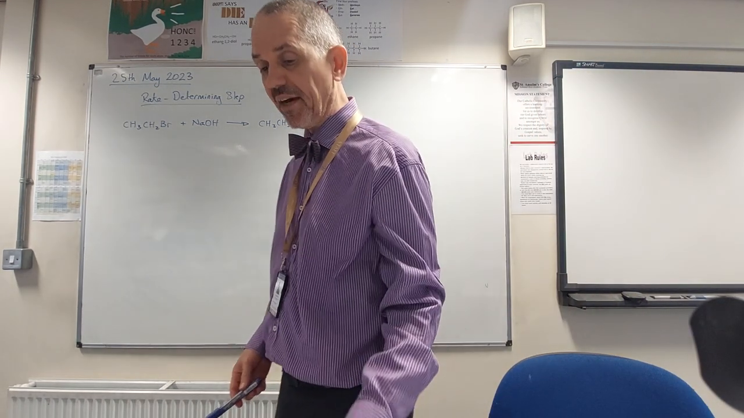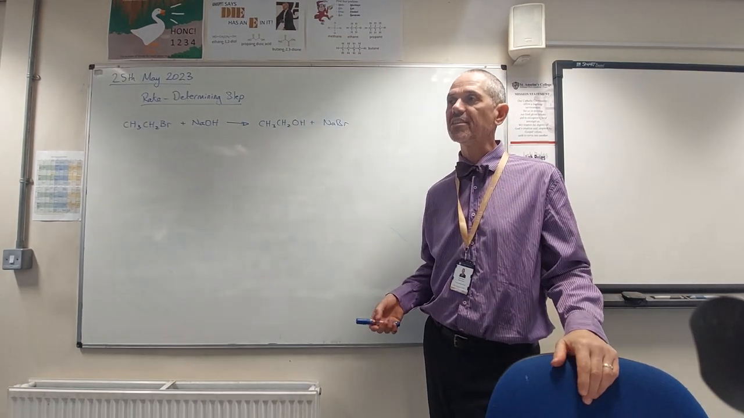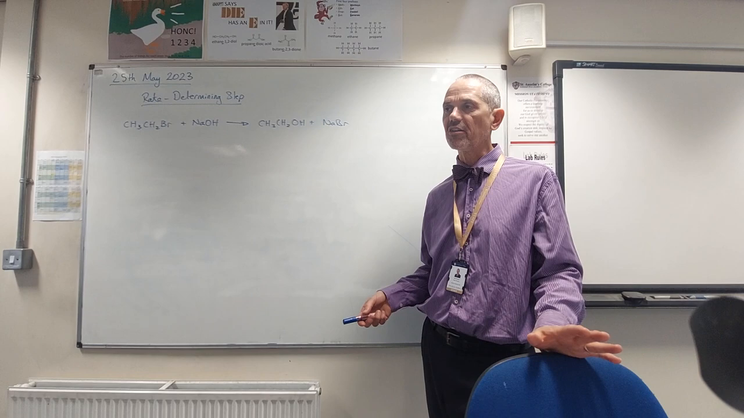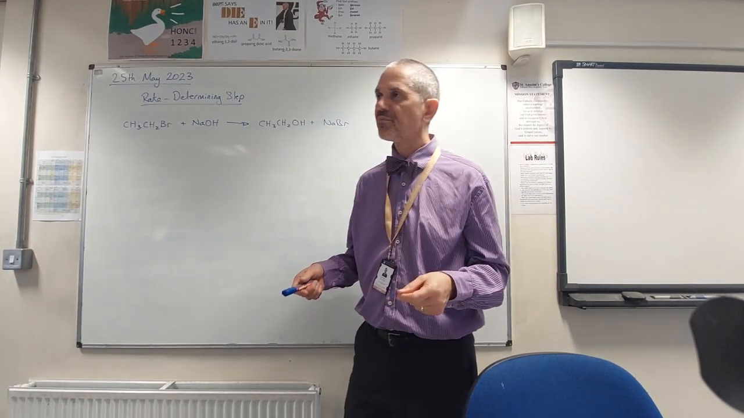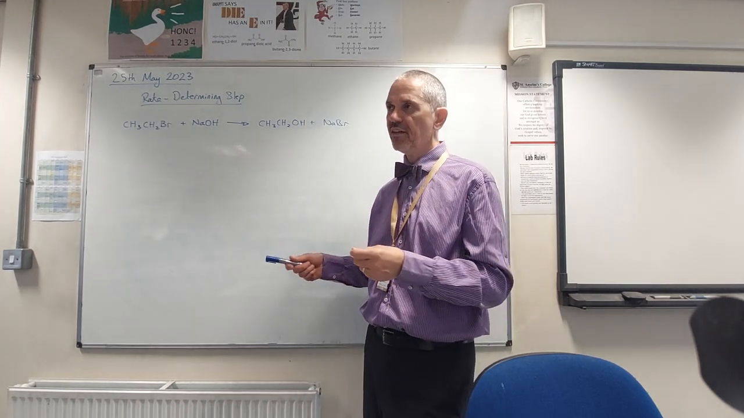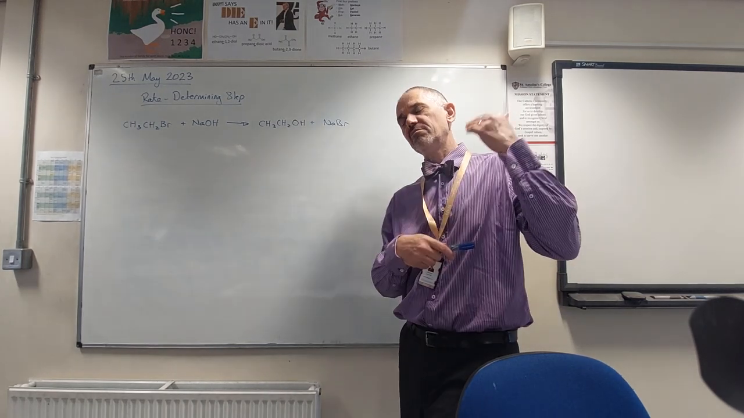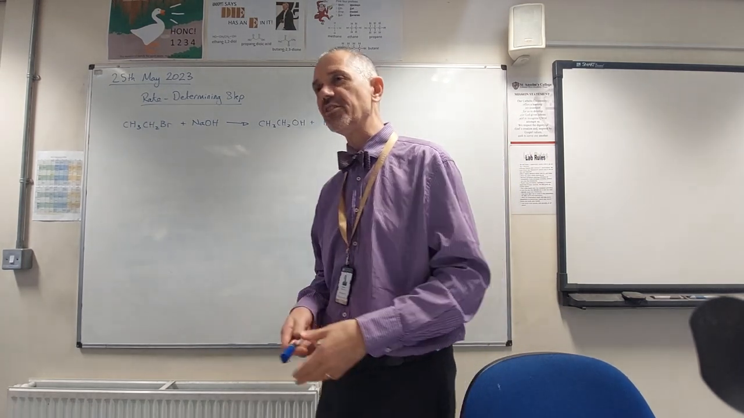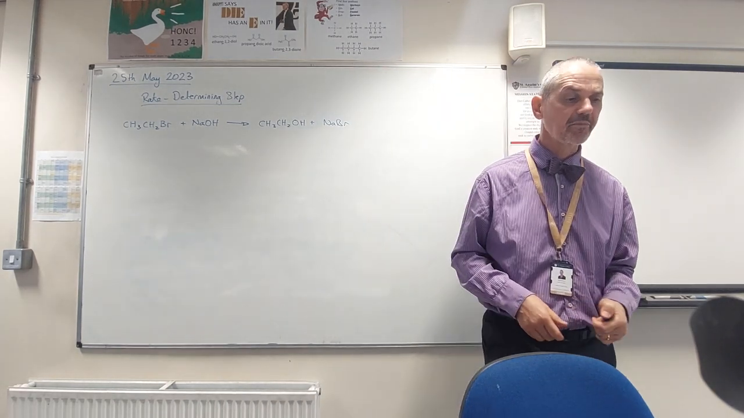So AQA are pretty clear about this. You don't need to put in partial charges, the delta pluses and delta minuses, in order to get full marks on the mechanism. But you should know they're there. So you might not put a delta plus on the carbon, but knowing that there's a delta plus on the carbon would help you make sense of the direction the electrons are going. Because it's all about pluses and minuses.